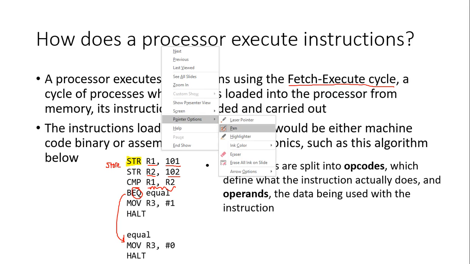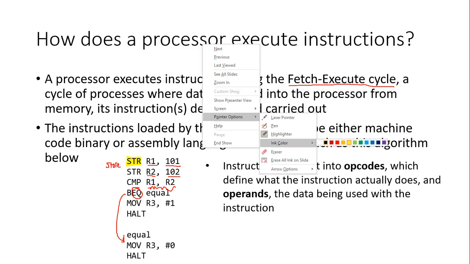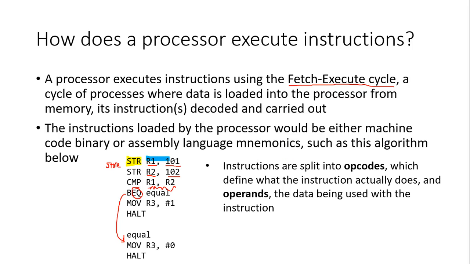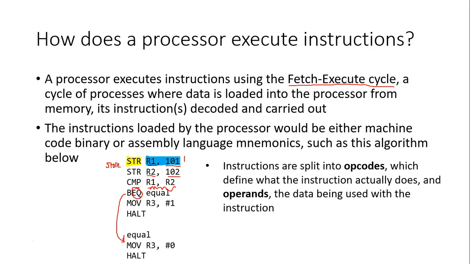Whereas on this part of the instruction, let's go for blue, we're defining the operand. So this is the data that we're using with the instructions. So here, the data we're using is the first register and memory address 101.